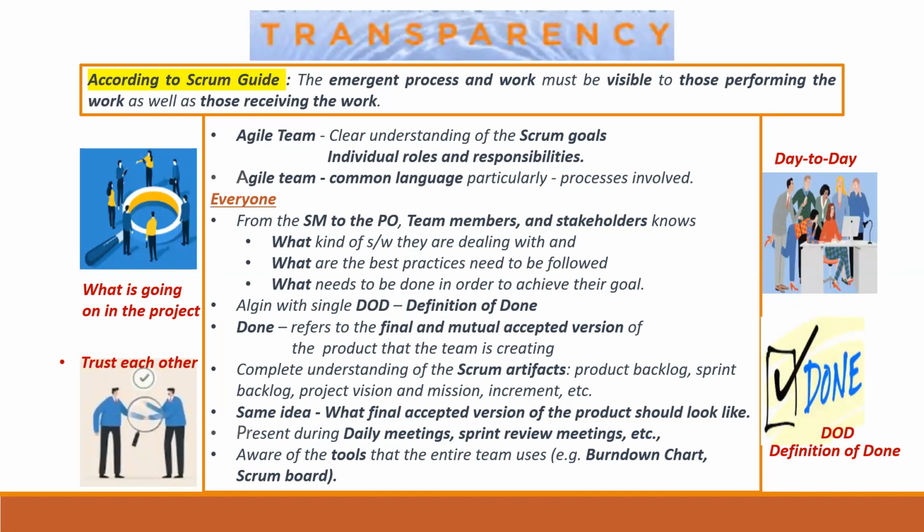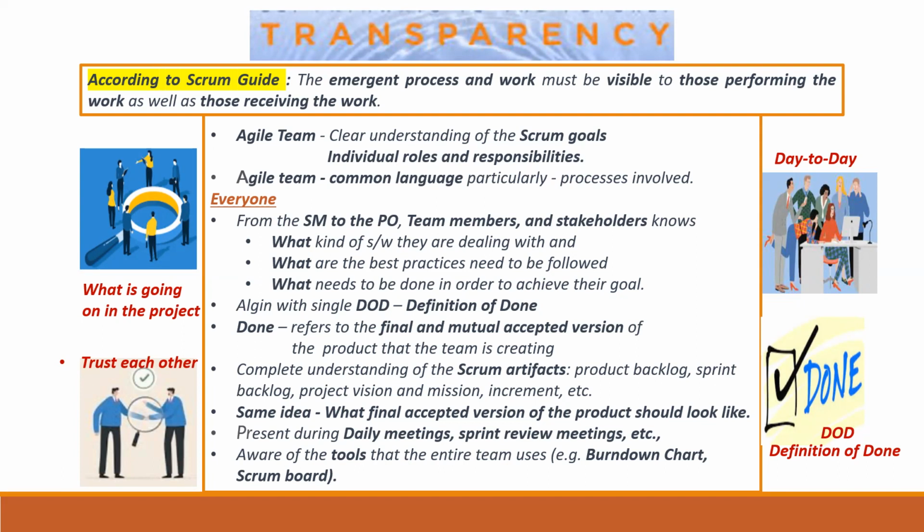The first is transparency. According to the Scrum Guide, the emergent process and the work must be visible to those performing the work as well as those receiving the work. So the agile team must clearly understand the Scrum goals, and they also have to understand their individual roles and responsibilities. The agile team should have a common language, particularly in terms of the process involved.